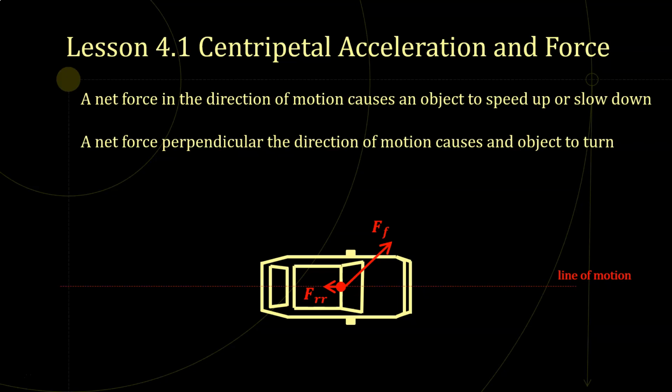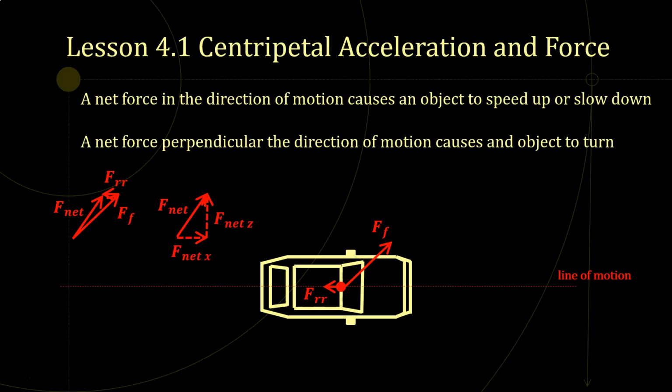Well, let's just analyze this the way we would analyze any vector. So I'm going to go ahead and add my friction force vector to my rolling resistance vector, and notice I get a net force pointing off to the side. That net force is very close to my original friction force vector because that rolling resistance vector is very short. So I've got this vector that's pointing partially in the line of motion, but partially perpendicular to the line of motion. And I can actually break apart this vector and look at the part that's in the line of motion and the part that's perpendicular to the line of motion.